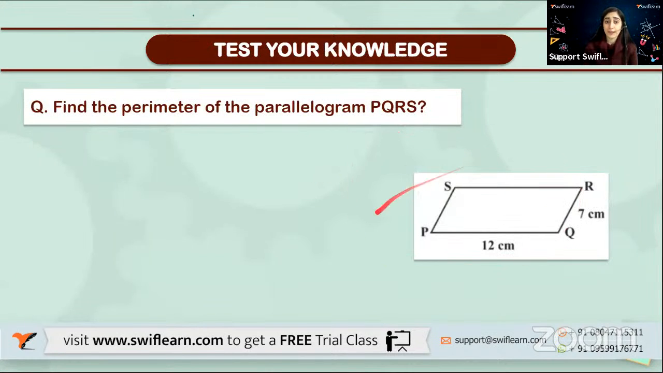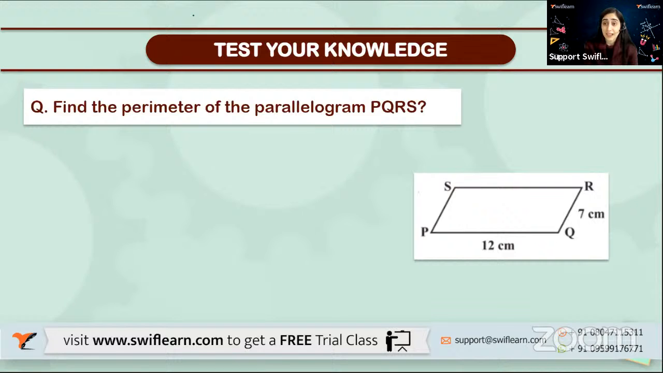Okay. Now you have to find the perimeter of a parallelogram PQRS. So it's given PQ is 12 centimeter. QR is 7 centimeter. You need to calculate the perimeter. So what is the perimeter? Perimeter is known as the sum of all its sides, right? Yes. So if I know only the sides PQ and QR, do I know SR and PS? No, it's not mentioned. It's not given. Then how can I calculate the perimeter of a parallelogram?